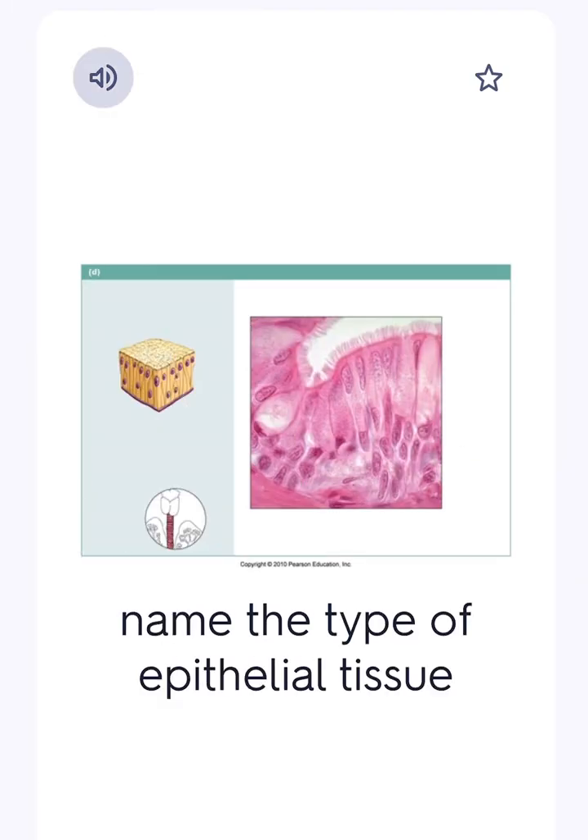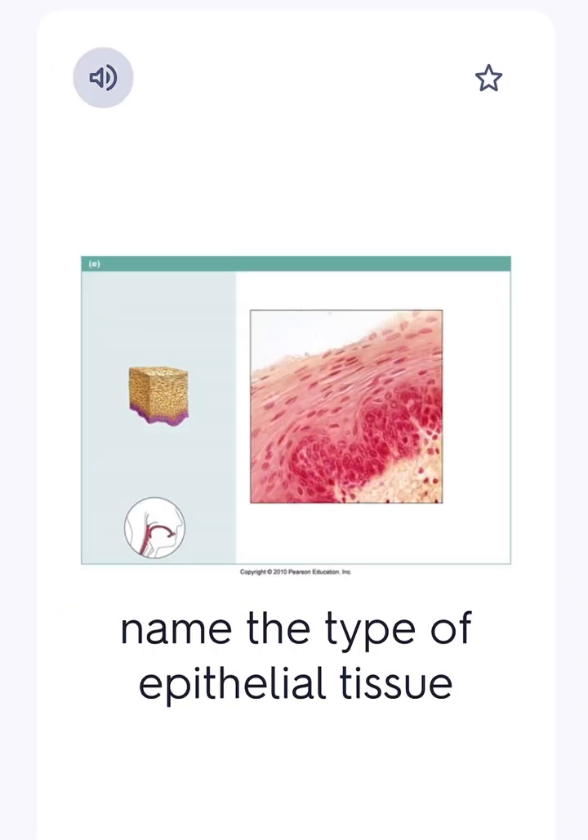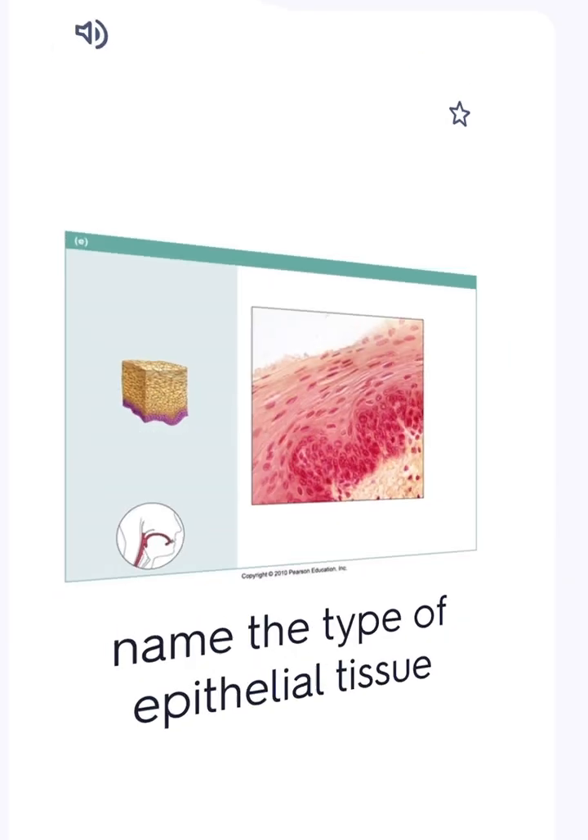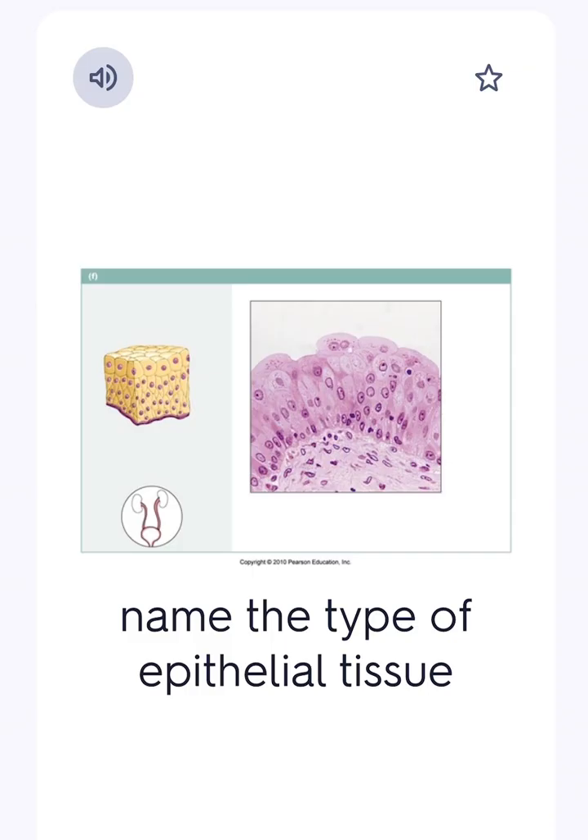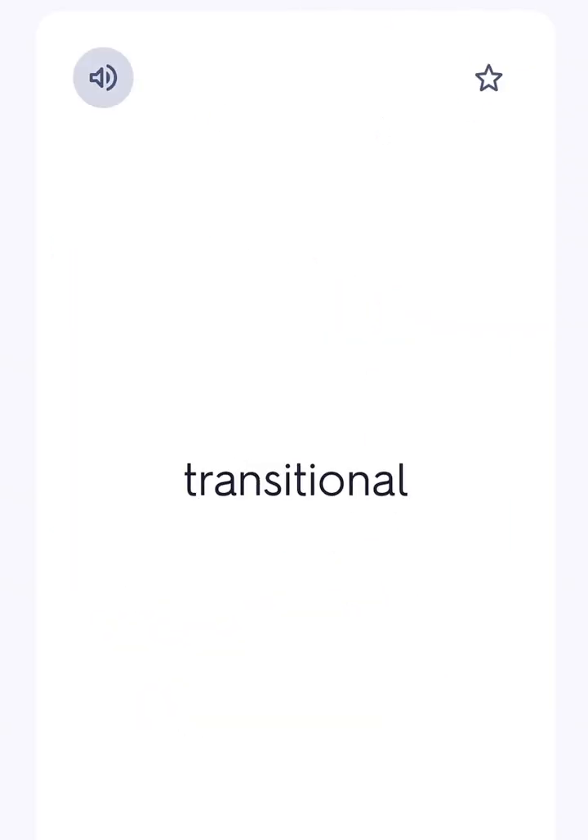Name the type of epithelial tissue. Pseudostratified. Name the type of epithelial tissue. Stratified squamous. Name the type of epithelial tissue. Transitional.